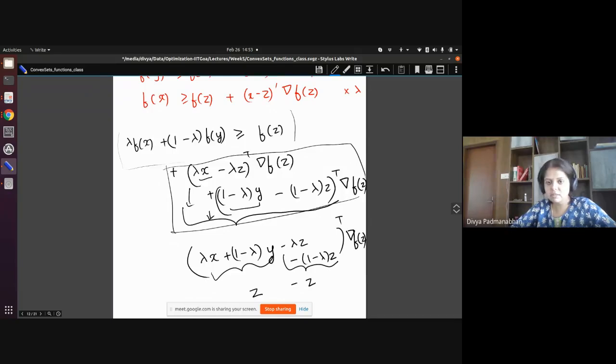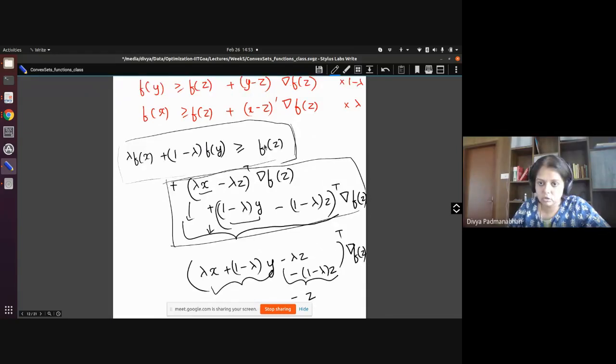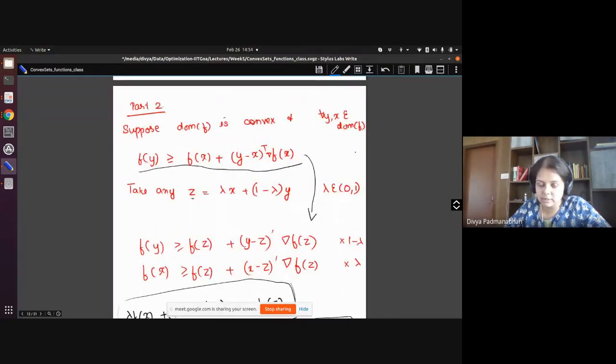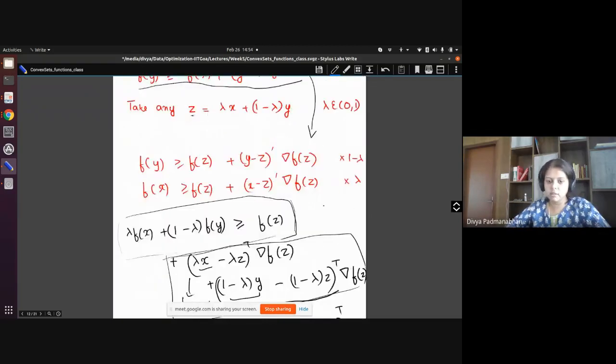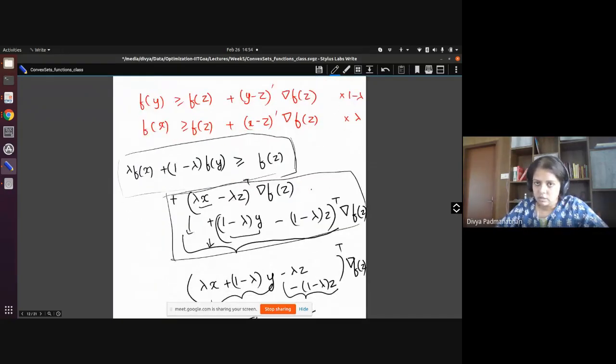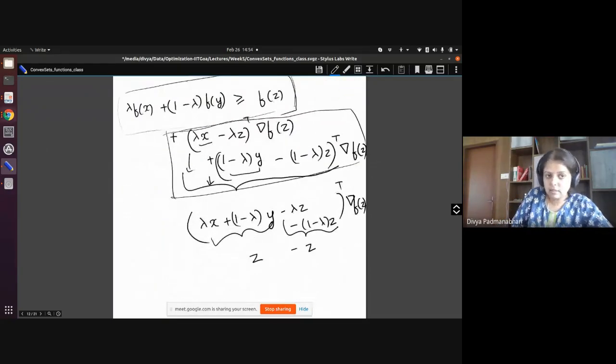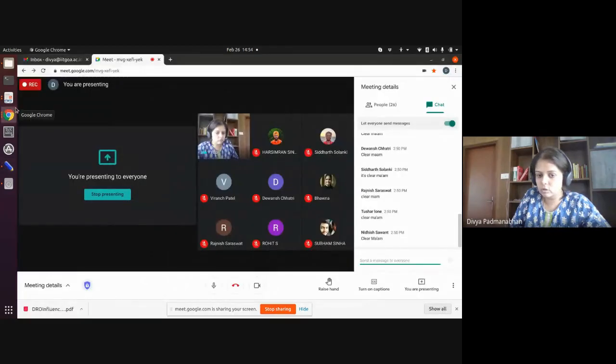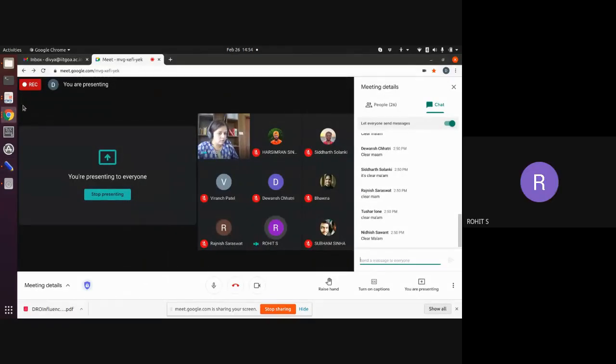Remember, this is exactly our definition of convexity, right? This is true for any two points you take, x and y. Okay, so is this clear? Any questions further on? Clear, ma'am.